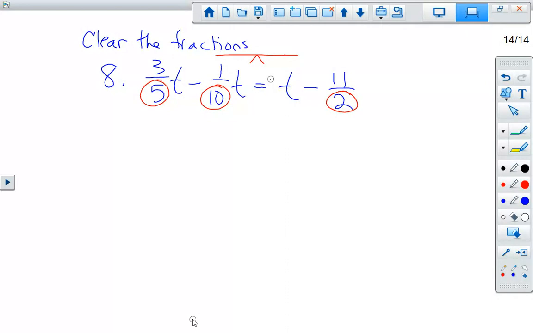So what you do is you look at these and think that way. I'm trying to wipe out those denominators. Here it would take a 2. Here it would take a 10. Here it would take a 5. Which one of those could I use that would wipe out all of them? 10, the bigger one. That's called the common denominator. So here's the idea. We're going to multiply this side by 10. We're going to multiply this side by 10.